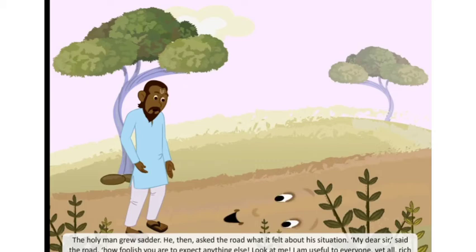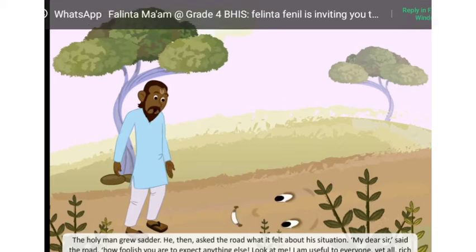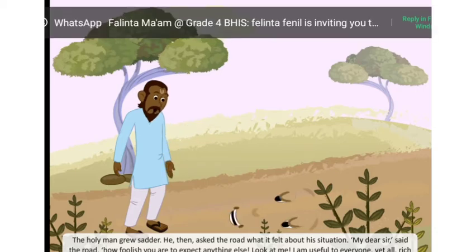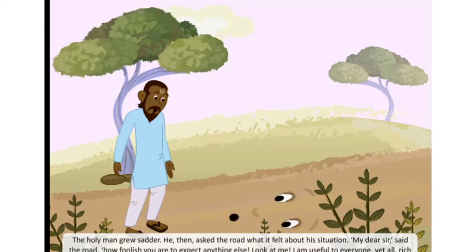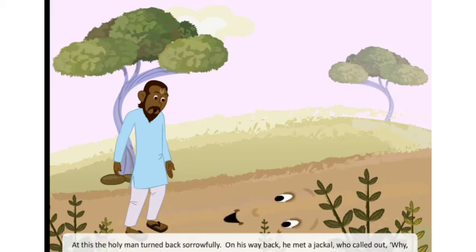He then asked the road what it felt about his situation. "My dear sir," said the road, "how foolish you are to expect anything else. Look at me. I am useful to everyone, yet all, rich and poor, great and small, walk on me as they go past." At this the holy man turned back sorrowfully.